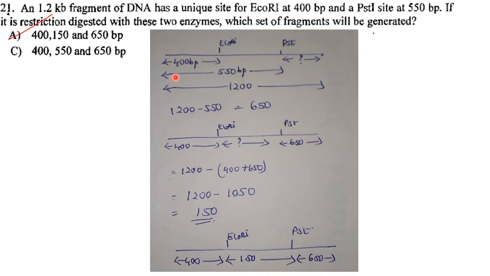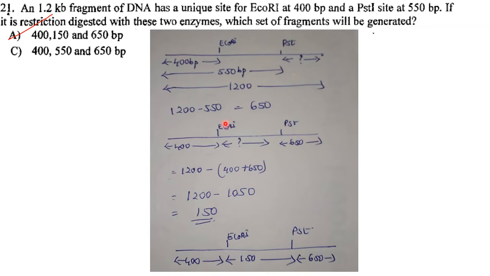So this is the fragment of DNA. It has got two restriction sites, that is EcoR1 at 400 base pair distance and a PST1 site is present at a distance of 550 base pair. And the total length of the fragment is 1200. They have given 1.2 kb. I have converted the kb into base pairs, that is BP, because the answer is in BP. So what will be the length of this particular fragment? That you can easily calculate, that is 1200 minus 550, that will give you 650 base pair.